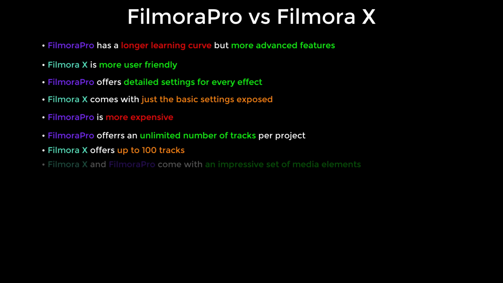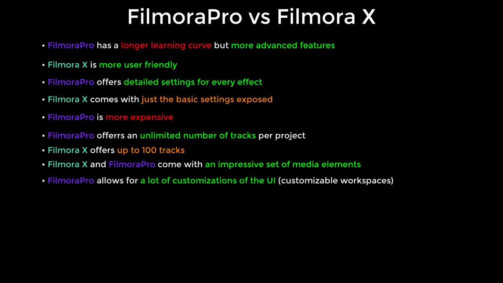Both Filmora 10 and Pro come with an impressive selection of effects, media elements, transitions, titles, etc. Filmora Pro allows for a lot of customizations of the user interface. Similar to famous professional video editing software like Adobe Premiere Pro, Filmora Pro provides customizable workspaces. This is something where Filmora 10 definitely lags behind its older brother. In terms of color correction capabilities, Filmora Pro is obviously ahead of Filmora 10.